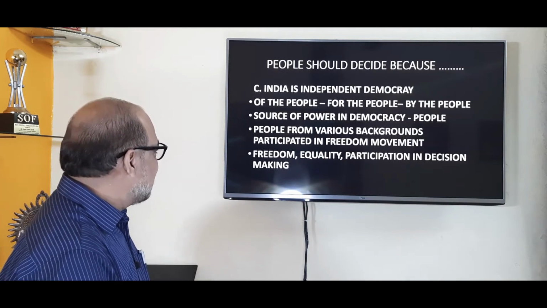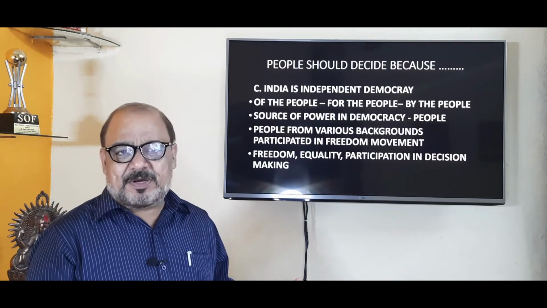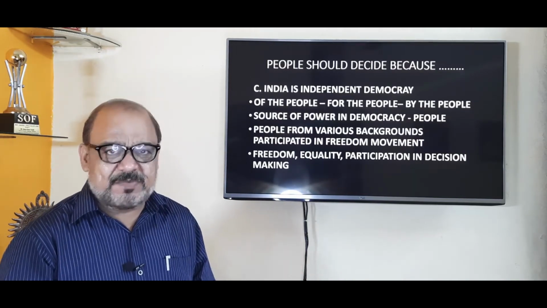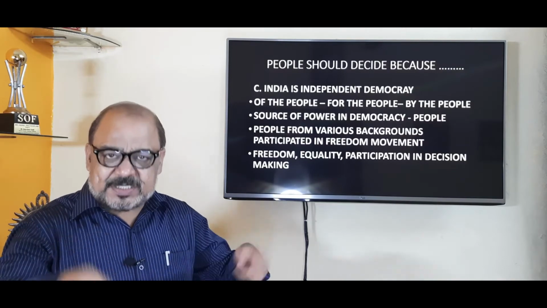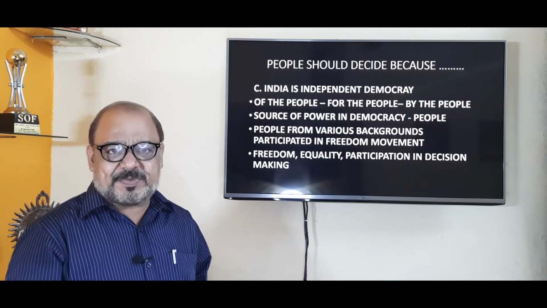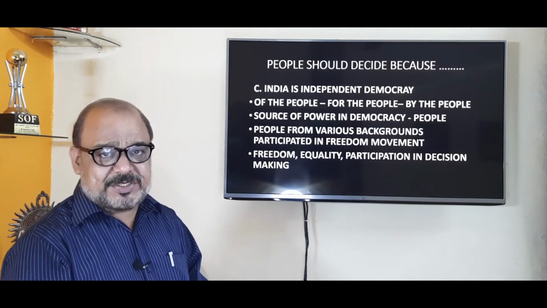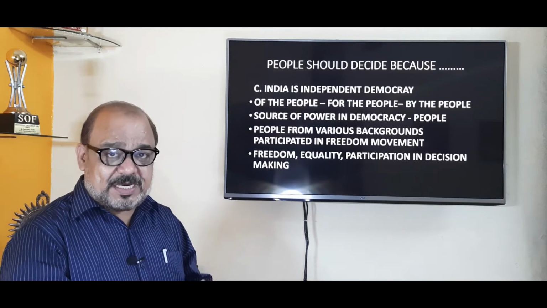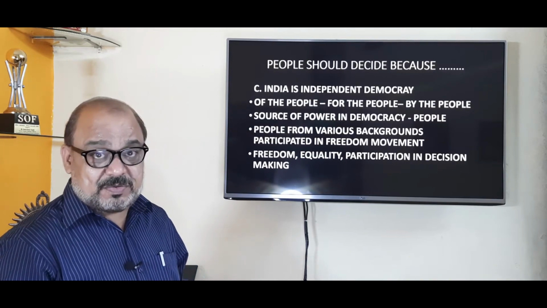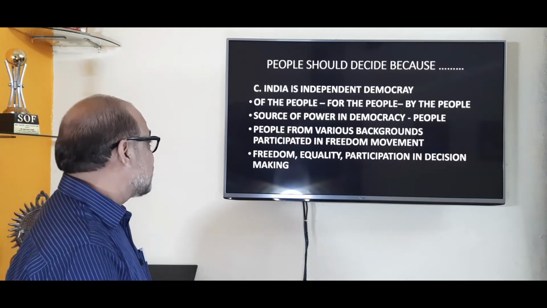Point number 2, source of power in democracy, people. Of course, just now I have told you, we are the source of power. We exercise our right to vote, universal adult franchise. We elect our representatives, and through our representatives, we elect the government. And if required, we change the government also. We control the government, we change the government. Of course, we make the government, we are the source of power.